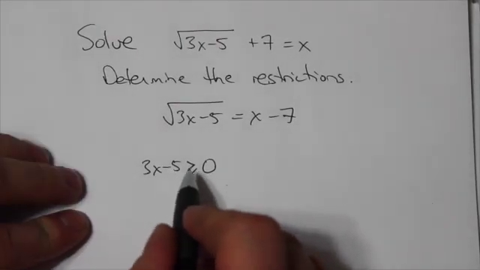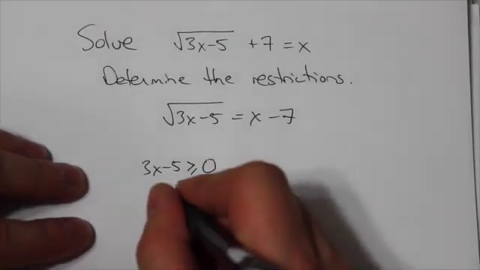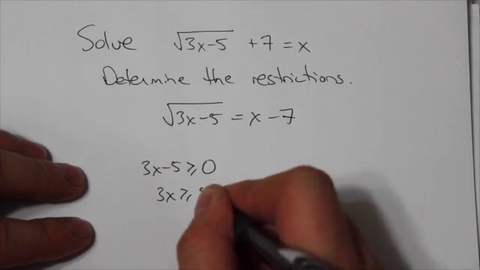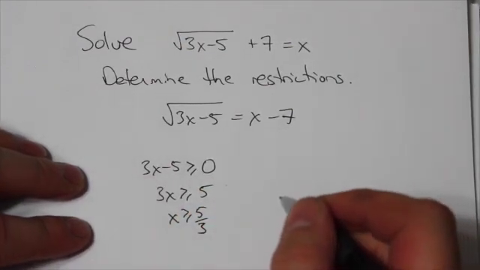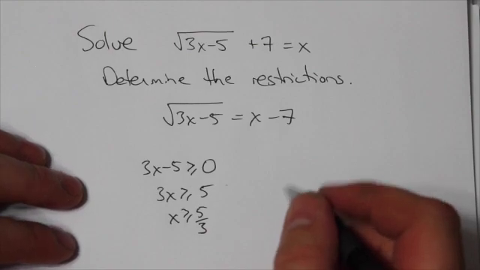That 3x minus 5 has got to be greater than or equal to 0. Well, that means 3x has got to be greater than or equal to 5, which means x has got to be greater than or equal to 5/3. And that is correct, okay?